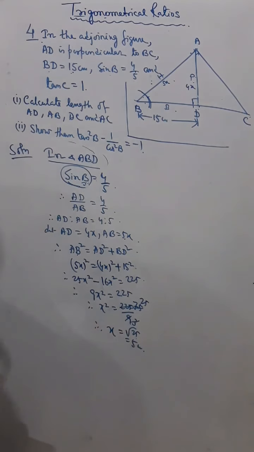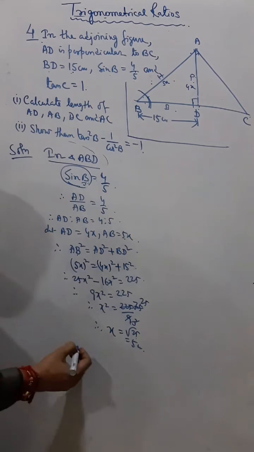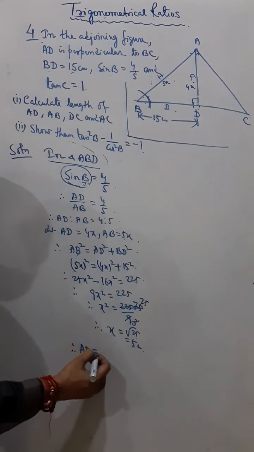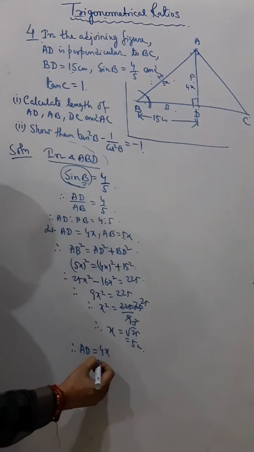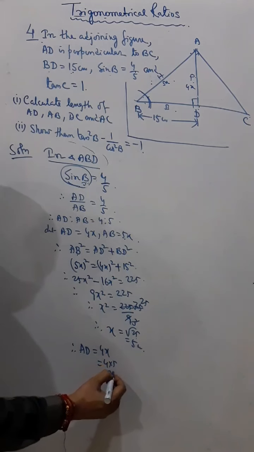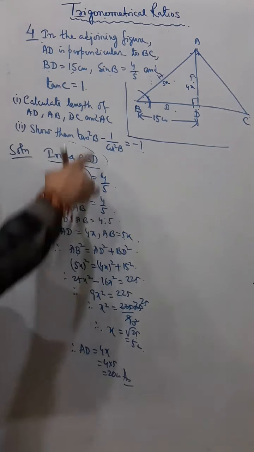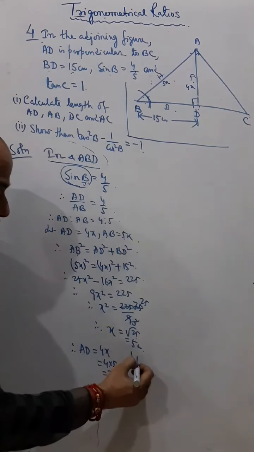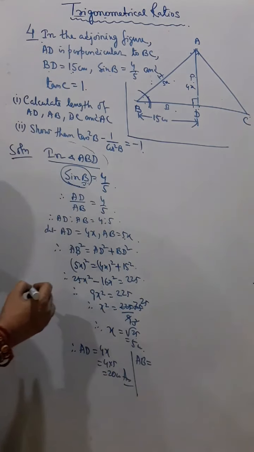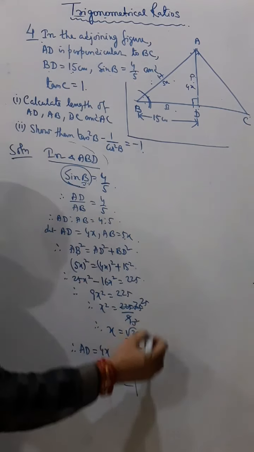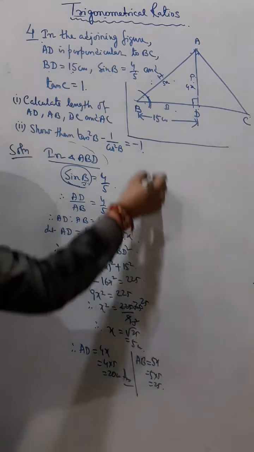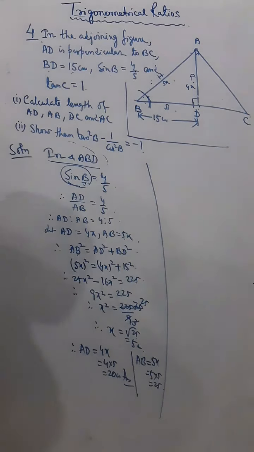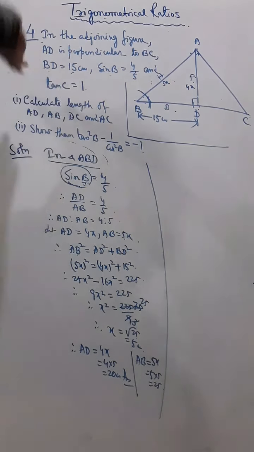Okay, simple. After getting x equals 5, now you can get AD. AD was 4x, which means 4 into 5 is equal to 20 centimeter. And similarly AB has 5x, so that is 5 into 5 is equal to 25. Understand? And now we'll use tan C for the other triangle.